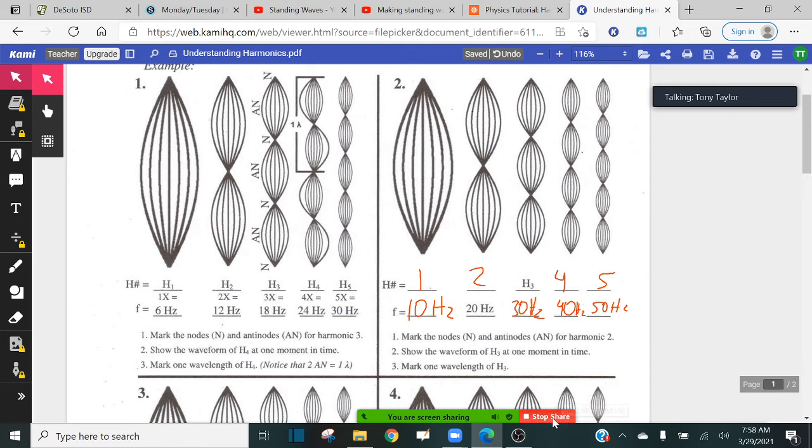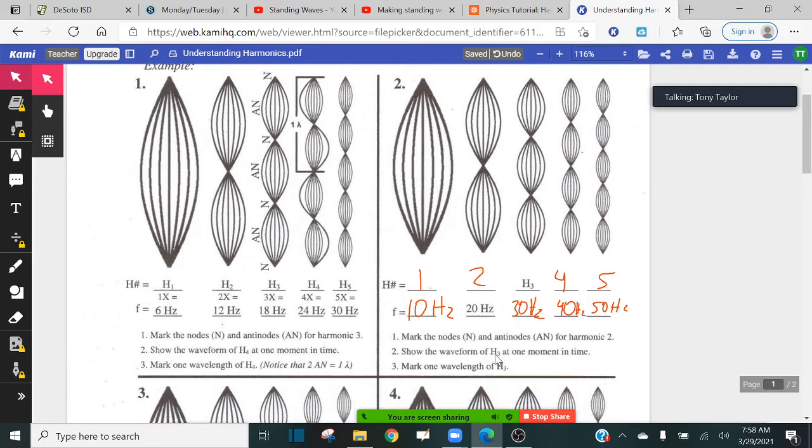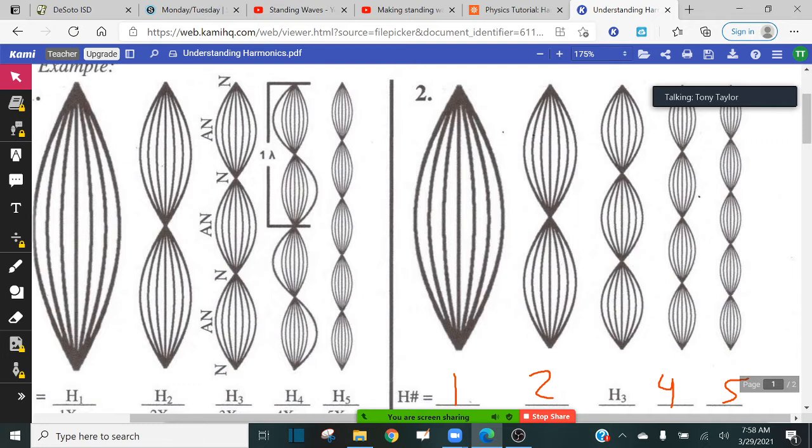All right. I'm not going to work on all of these. I'm just going to do the ones that are necessary for you to understand how to do the homework. Look right here where it says mark the nodes and the antinodes for harmonic 2. So look at number 2, harmonic 2.